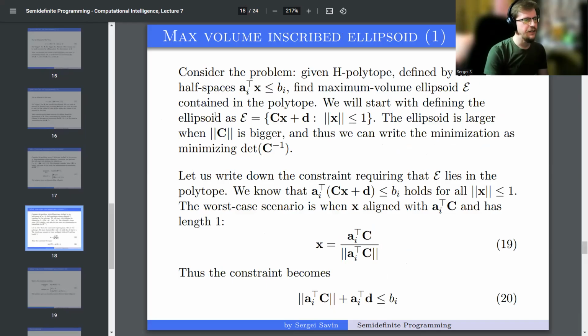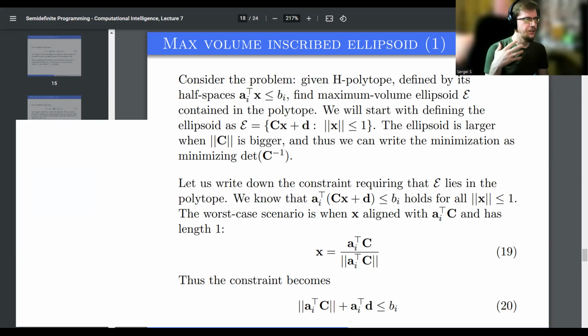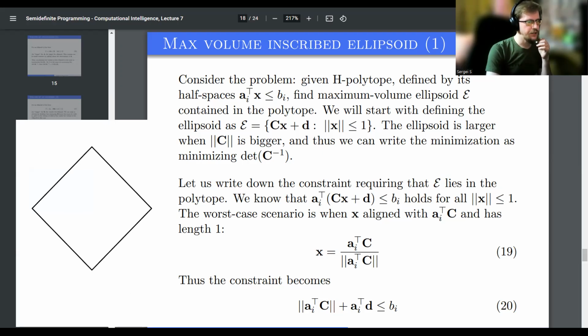That was how you find the smallest ellipsoid with the polytope inscribed inside. Now we can find the biggest ellipsoid inscribed inside a polytope. So let's say you have a polytope, and you want to have an ellipsoid inside it.